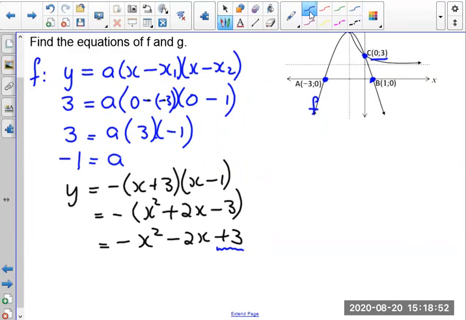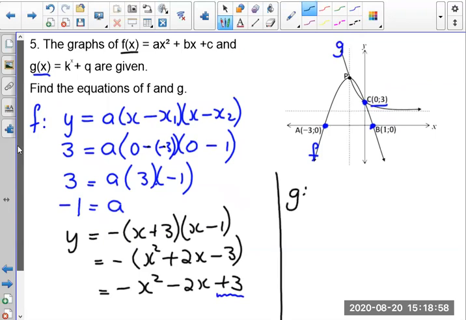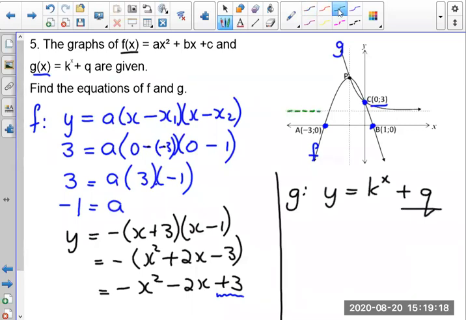Okay, now let's see the g graph. Now the g graph they gave me is the equation k to the x plus q. Now you remember that q is the asymptote. But do you have the asymptote? No, you know that the asymptote is there, but you don't know where it goes through. You don't know the value of k, although you know that k will be between 0 and 1, a fraction less than 1.